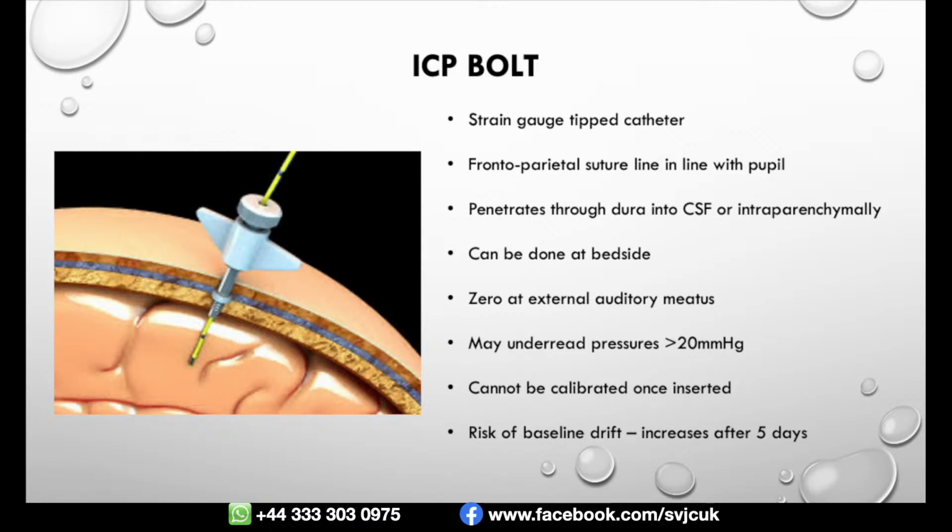It's zeroed at the level of the external auditory meatus, but one of the disadvantages of the ICP bolt is that it may underread when pressures are greater than 20 millimetres of mercury. And as you know, the normal is between 5 and 15, so you're really not looking at a massively big increase before the accuracy of the readings starts to potentially become less. Once it's inserted, you can't calibrate it, and the ICP bolt can have a baseline drift, and this is more likely to increase after the 5th day of insertion. So you need to be mindful again of your readings and how long it's been in situ.